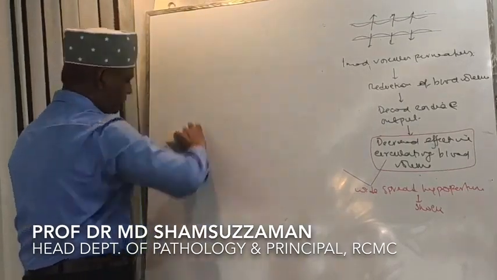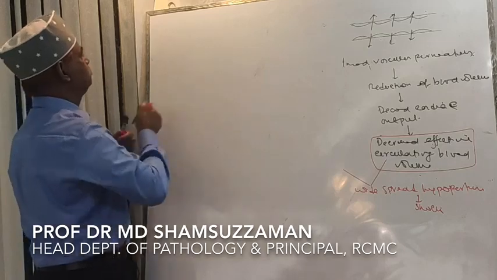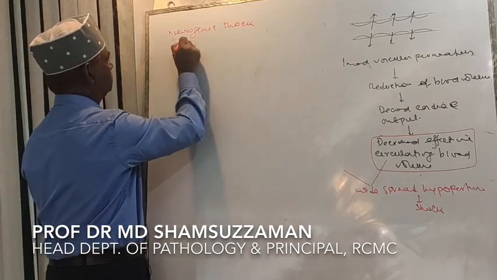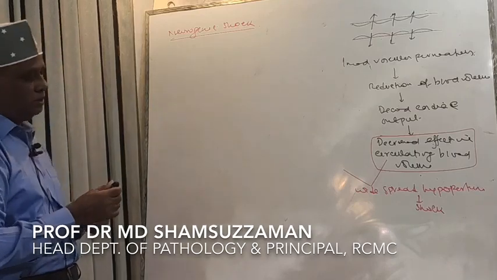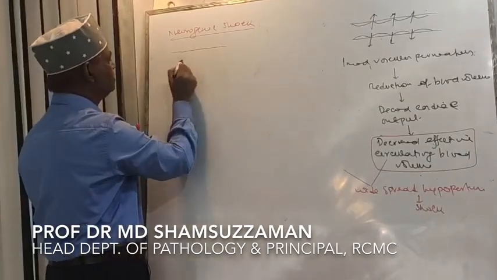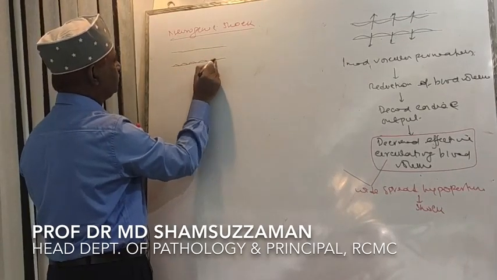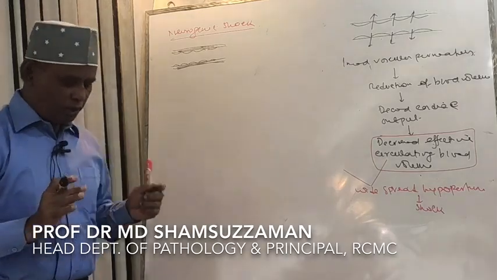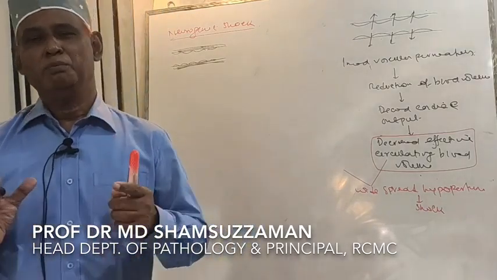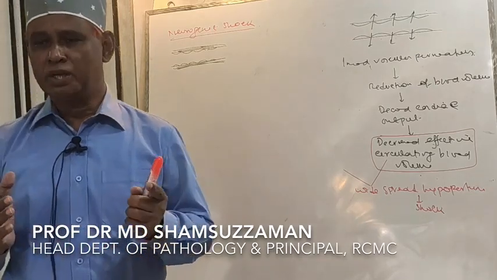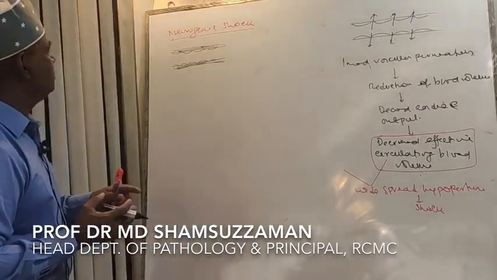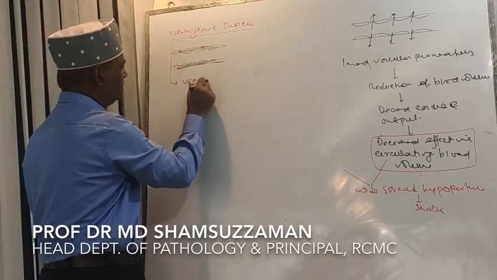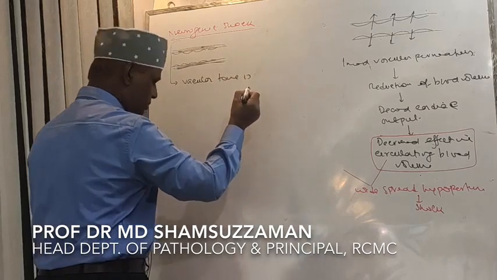Now come to neurogenic shock, the mechanism of neurogenic shock. Dear audience, suppose this is the blood vessel and this is the endothelial lining. In normal anatomical and physiological condition, there is vascular tone, a partial state of contraction. If there is neurogenic shock, what will happen? In neurogenic shock, vascular tone is decreased.